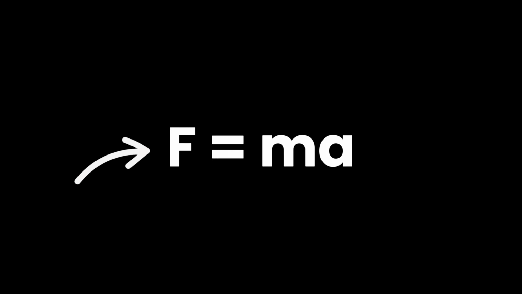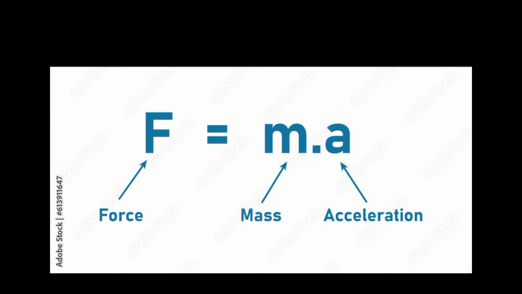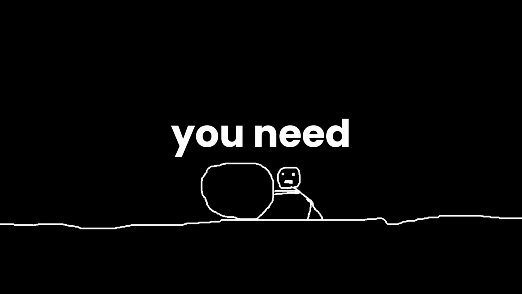Newton's second law can be summed up with the equation called force equals mass times acceleration, F = m a, where F is force, m is mass, and a is acceleration. So, if you want to move that boulder, you need a big F.